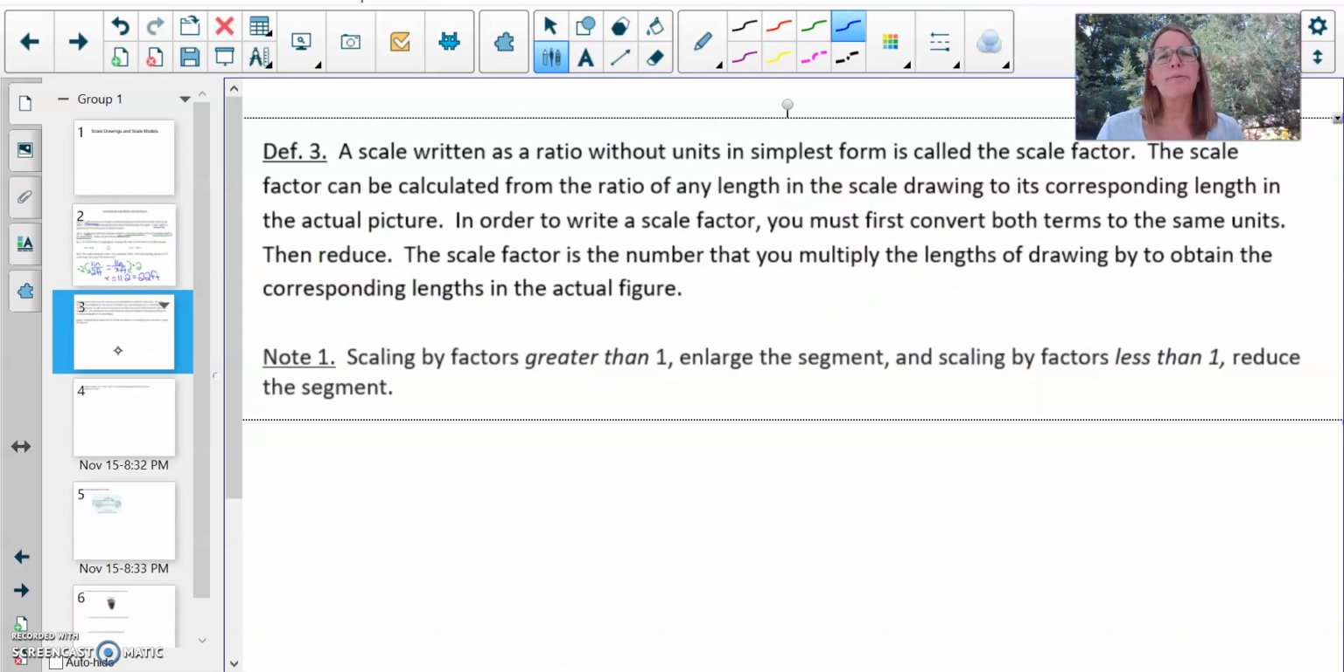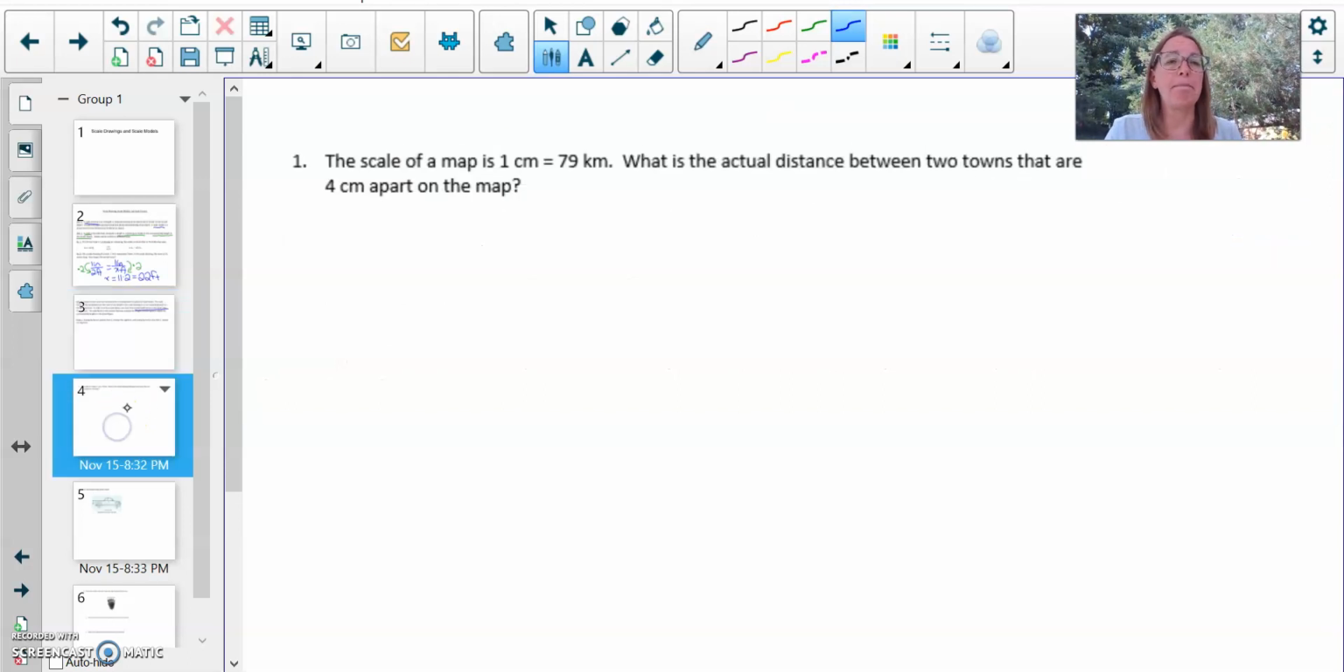A scale written as a ratio without units in simplest form is called a scale factor. To find the scale factor, you find the ratio of any length in the drawing to its corresponding length in the actual. In order to write a scale factor, you have to first convert to the same units of measurement and then reduce. Scale factor is the number you multiply the lengths of the drawing by to obtain the corresponding lengths in the actual. Scaling by a factor bigger than 1 enlarges the item. Scaling by a factor less than 1 reduces the item.